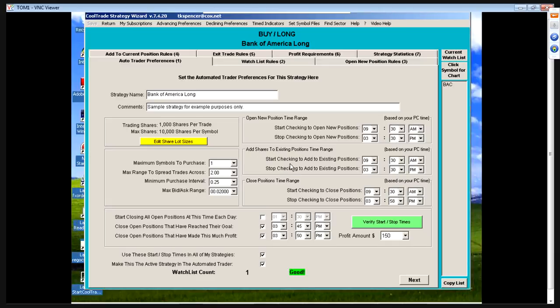The next column down below is add shares to existing position time range. So between 9:30 and 3:30, we're looking to add to our existing positions following the rules of the strategy. So if you set up your strategy and you told the system that you wanted to add on 5% drops, it's going to be looking to do that. But only during those hours. But during those hours. So then the last one here is the closed position time range. So from 9:30 a.m. to 3:58 p.m., we're looking to close profitable positions. The robotic trader's always looking to take money. So over to the left here.